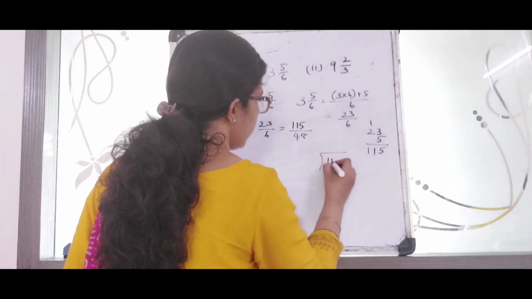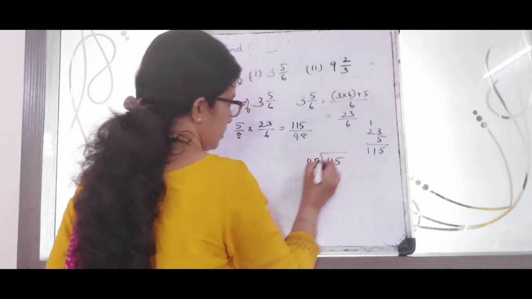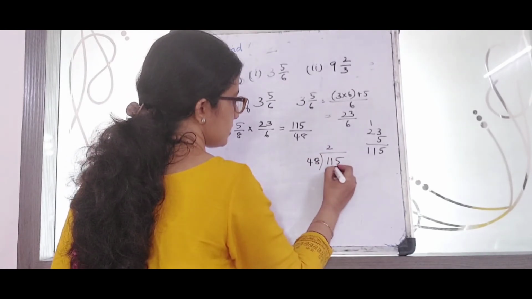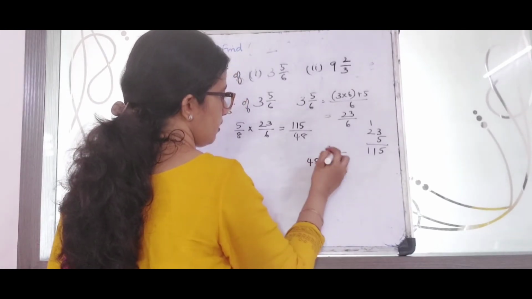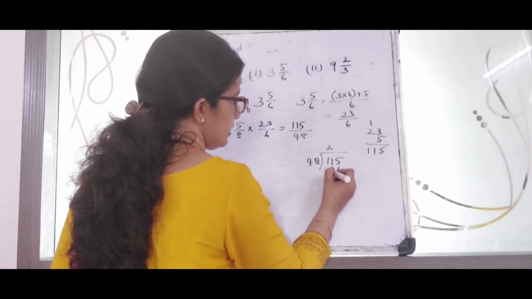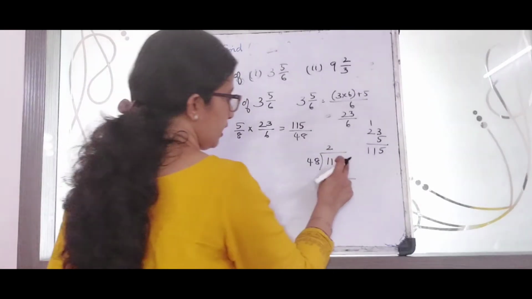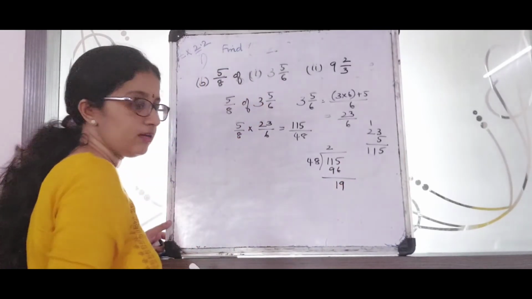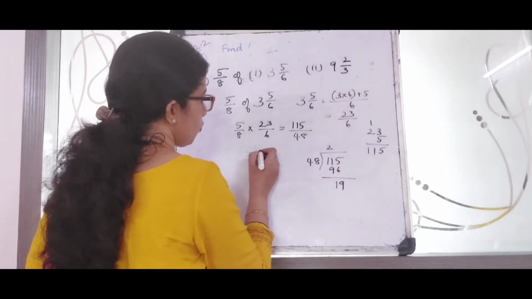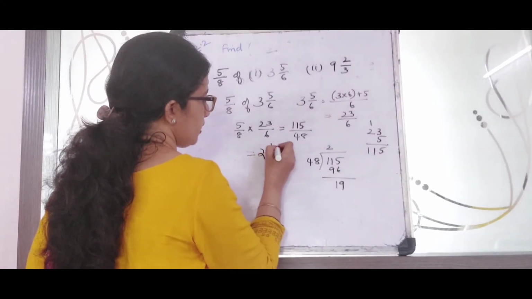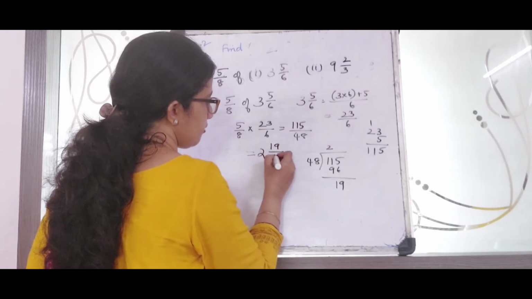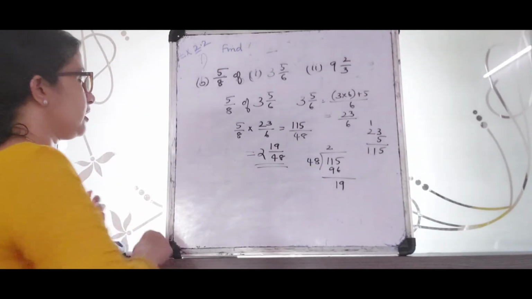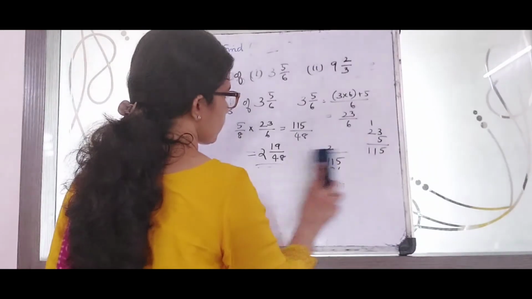So what will we do? 115 divided by 48. Okay, so if we do 48 into 2, you will get 8 2s are 16, 96. Okay, so 115 minus 96, you will get 19. Okay, so what will the mixed fraction be? Quotient is 2, remainder is 19, divisor is 48. This is the answer, 2 19/48. Now let's do the next problem.